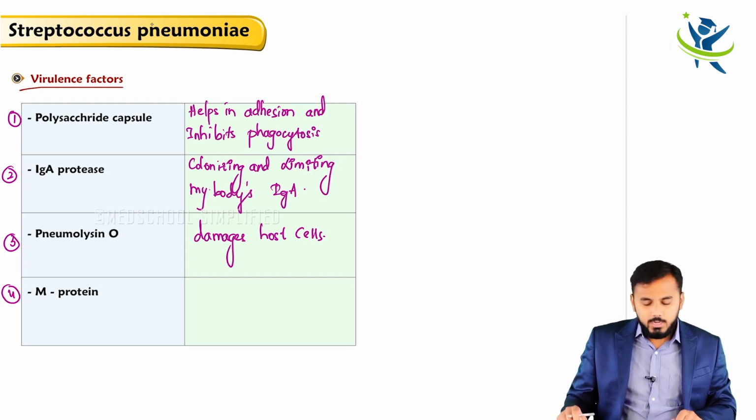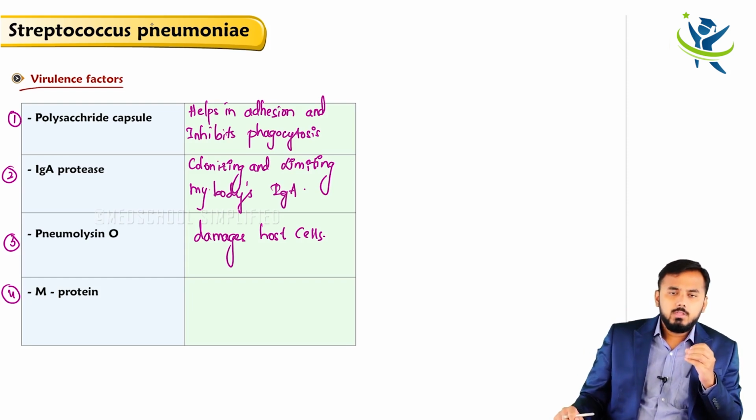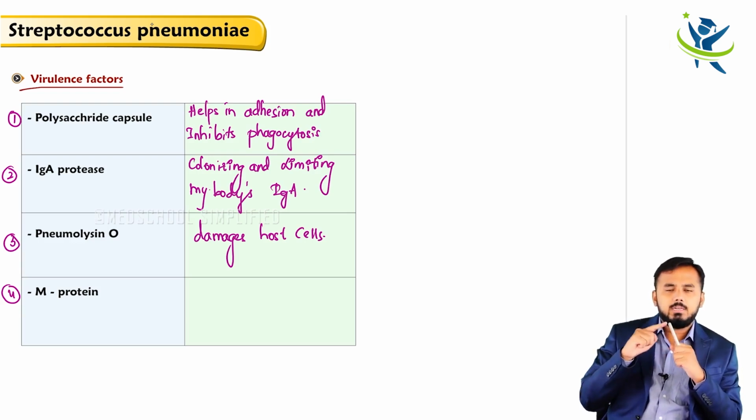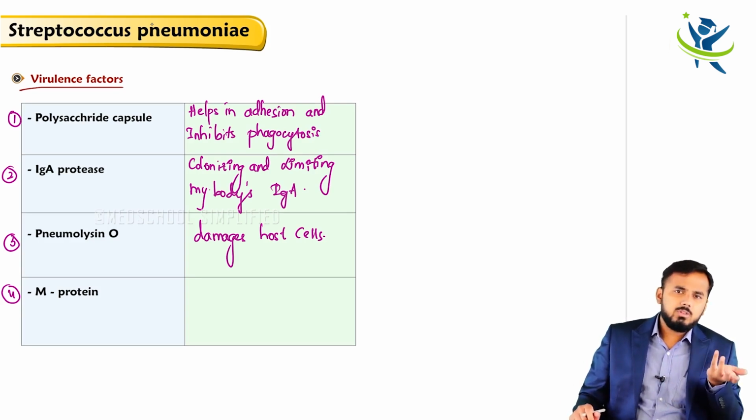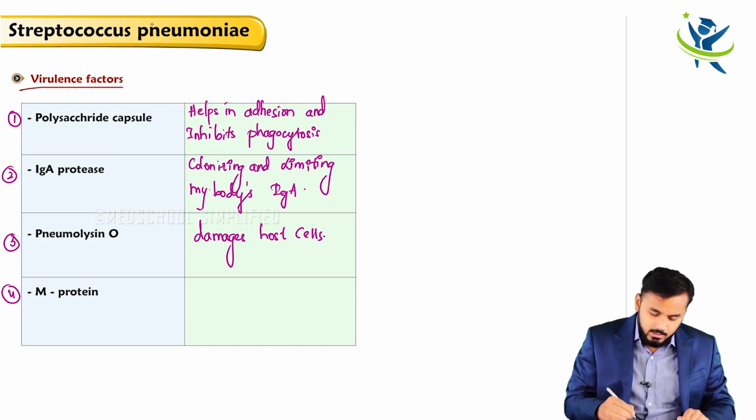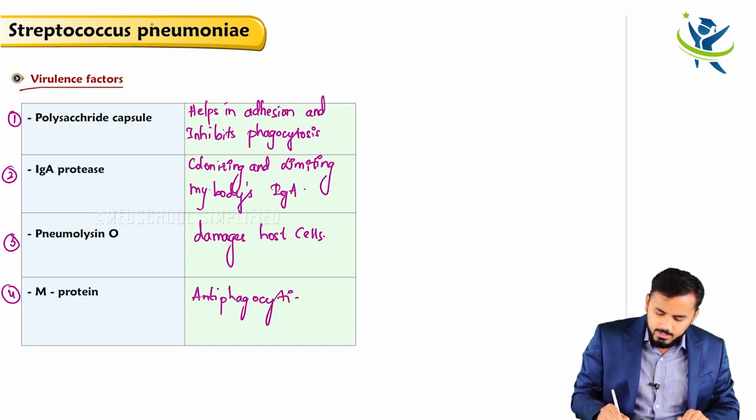Now what is this M protein? M protein is a protein attached on the surface of the bacteria itself, right? On the surface of the bacteria, onto the capsule, this M protein is attached. For example, this is the bacteria, and this is an M protein attached to the bacteria. What does this M protein do? It is also anti-phagocytic. It doesn't allow any phagocyte to come towards the bacteria. So it is also anti-phagocytic.